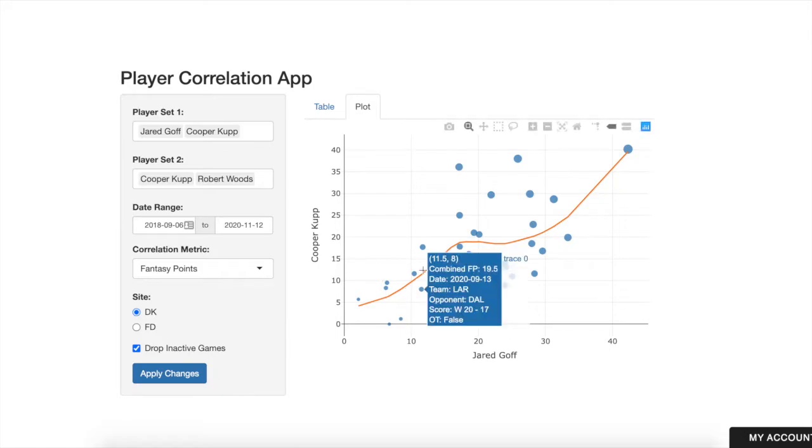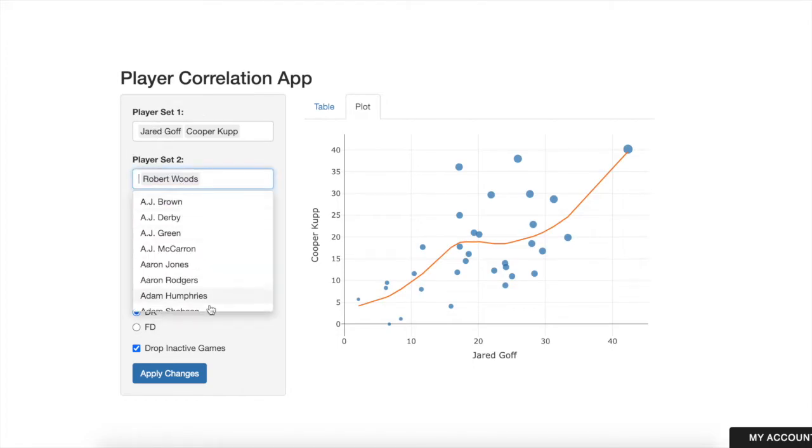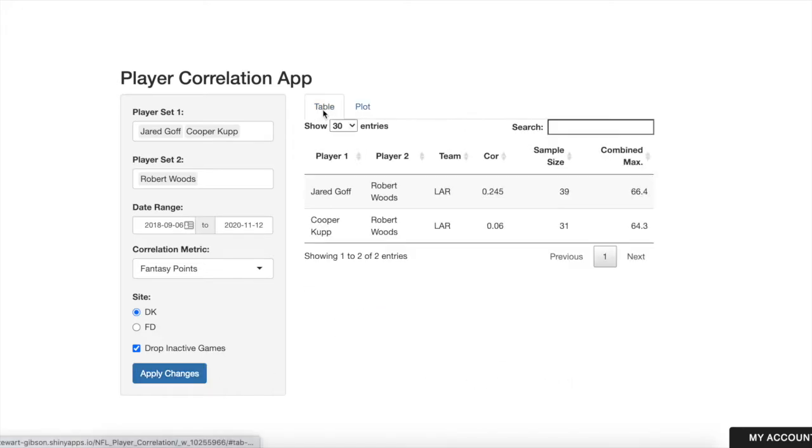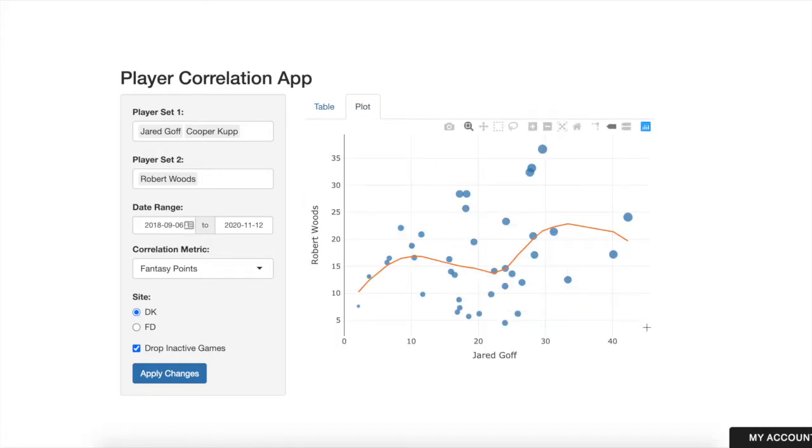So this is looking at Goff and Cup, and it's always just going to plot the first two players in each set. So even though we have multiple players, it's just plotting Goff versus Cup. If we wanted to delete out Cup and then apply changes, we now see Goff versus Woods. And we saw in our table that Goff and Woods have this positive 0.24 correlation. I think it's just useful to see what that looks like.